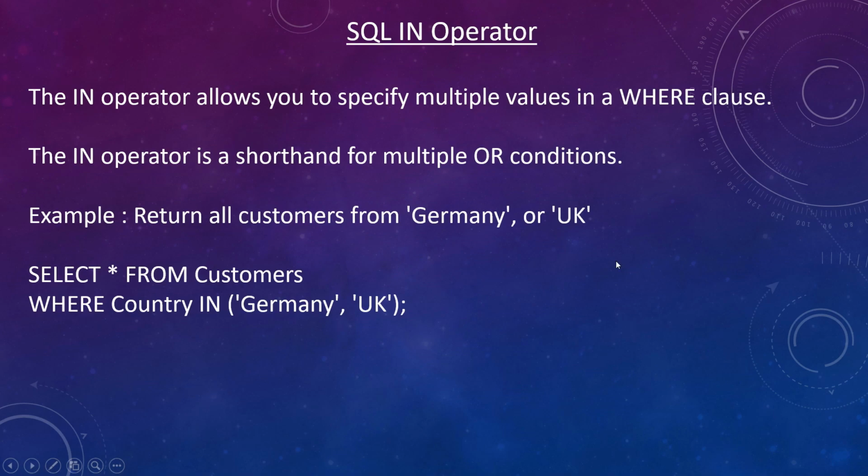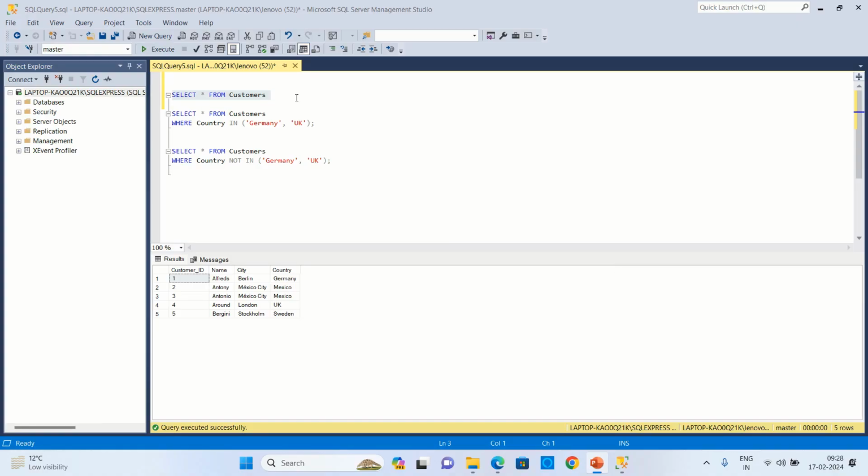So let's see this in SQL Management Studio. This is the table that we are having, and there are four columns: customer ID, name, city, and country, and five records or five rows. You can see there are Germany, Mexico, UK, and Sweden. So there are basically three countries in this, and I want to select all the customers from this table where country is in Germany and UK.